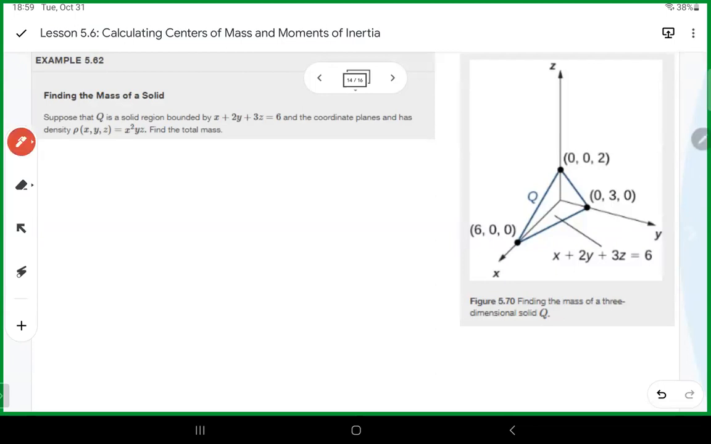So here's what's going on. Suppose that Q is a solid region bounded by x plus 2y plus 3z equals 6 and the coordinate planes, and has a density of x squared y z. Find the total mass. The region Q is a tetrahedron, meeting the axes at the points, and you can see them.